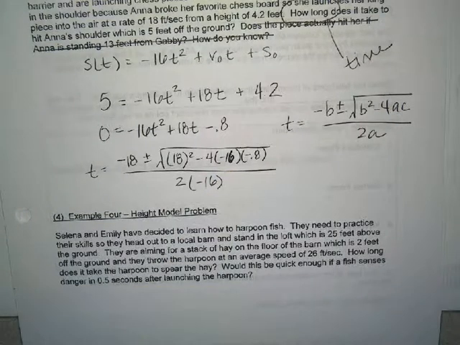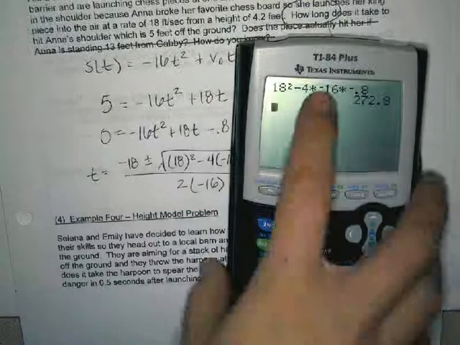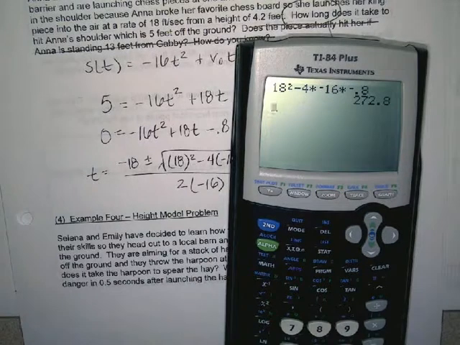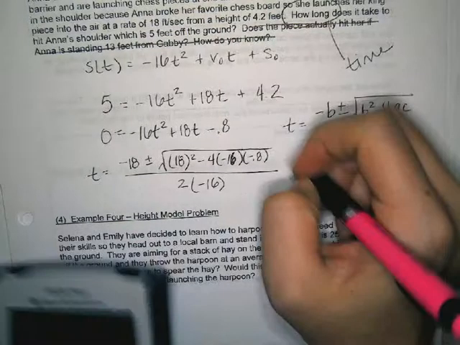You punched all that out? What'd you get, Desiree? Still working? Does anybody have what's underneath the radical? What'd you get? Christian, did you have it? Yeah, I believe I have it. Okay. You should have gotten 272.8. You did? Okay, good. So 272.8, that's what's underneath the radical. Go ahead and write that down.